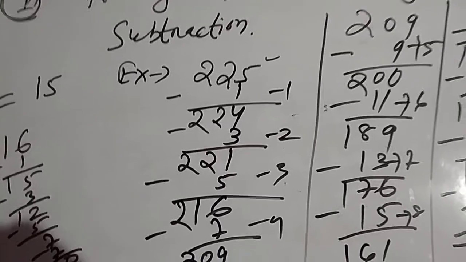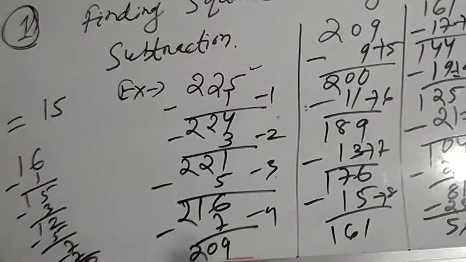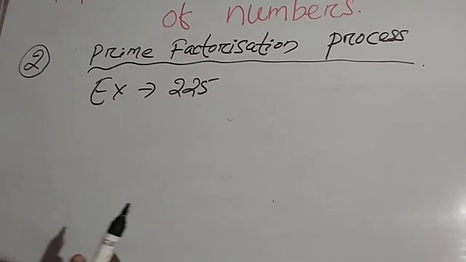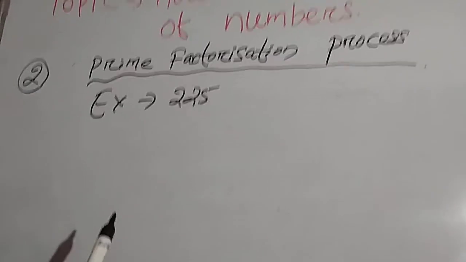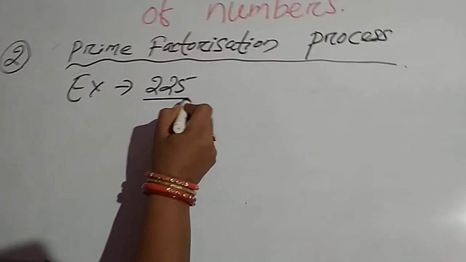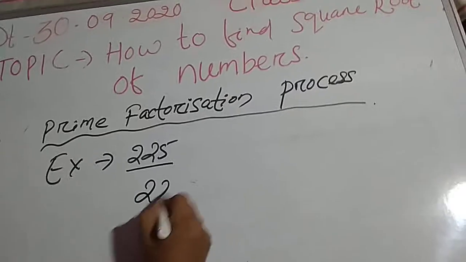So next we apply another process. Next is how to find the square root of a number using the prime factorization process. Suppose, again taking that example, 225.